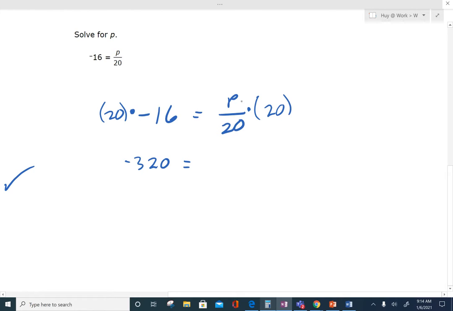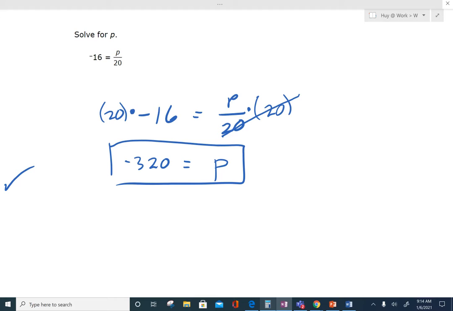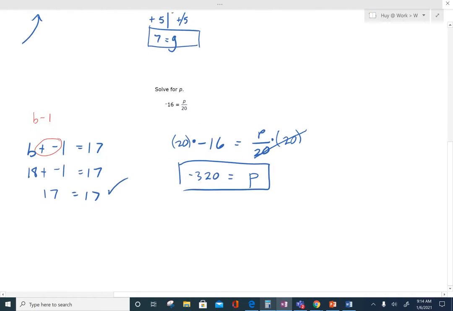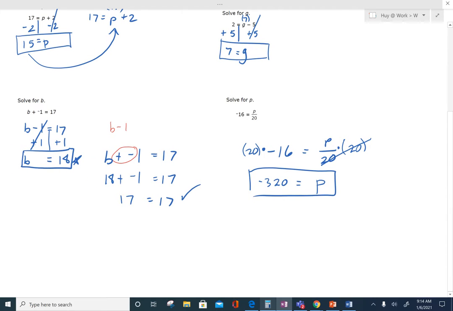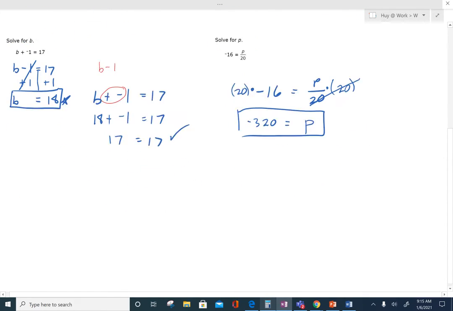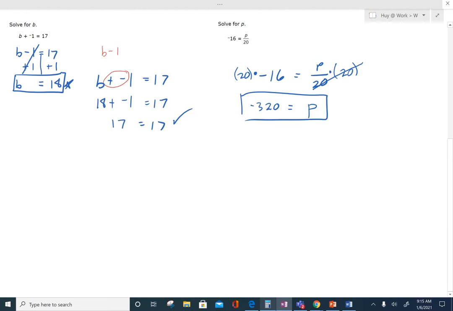The right side, well, I have divided by 20, multiplied by 20. And that's going to cancel itself out. So we just have p left over. So p equals negative 320. All right. I know this is all review. You've been solving one-step equations. You've been solving equations in 6th grade. But it's one of those skills that are just crucial for you to have mastered so that you can get into higher level algebra. And I kind of noticed that I did not have a multiplication problem here.